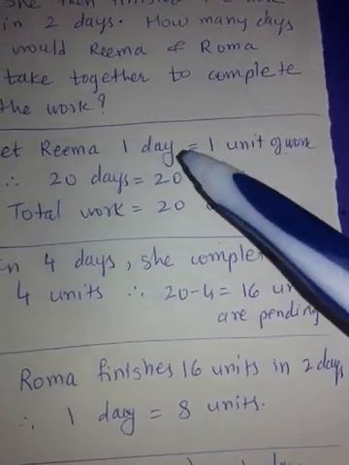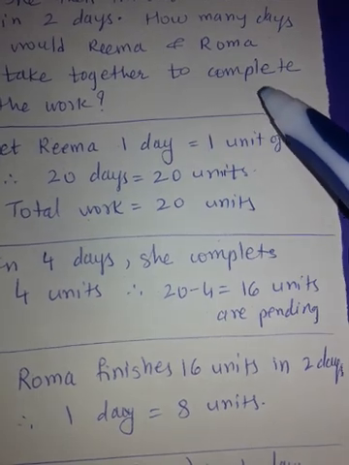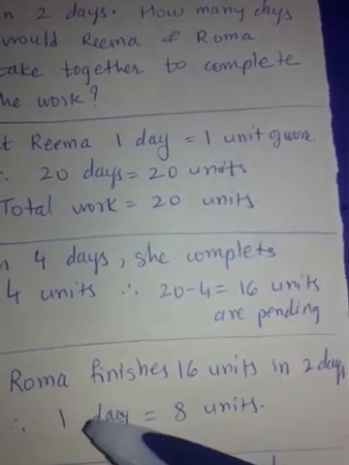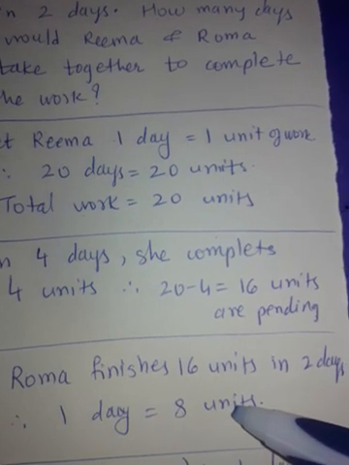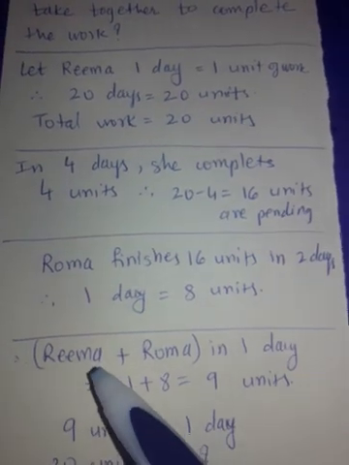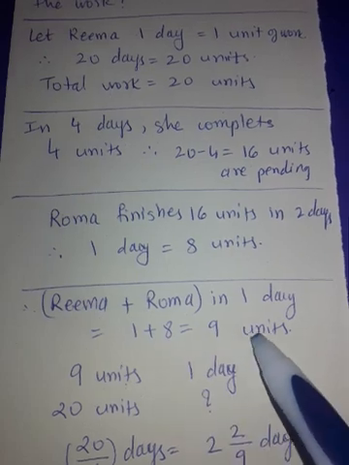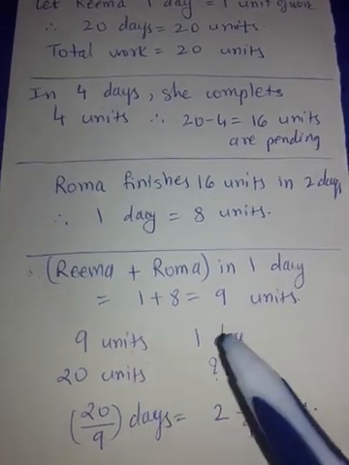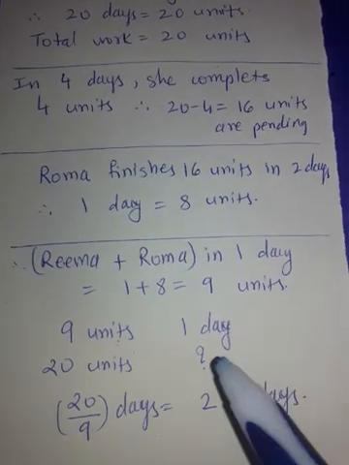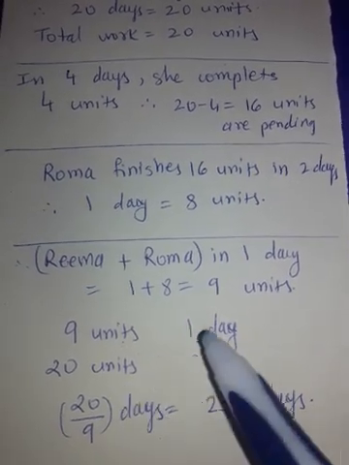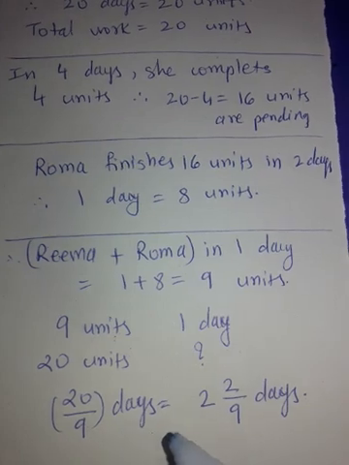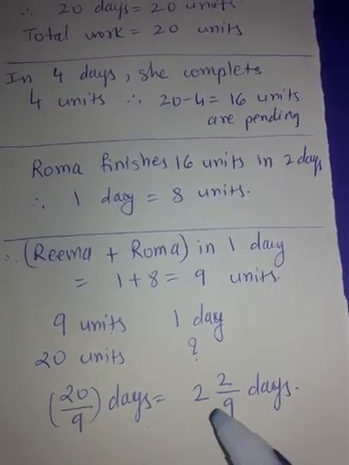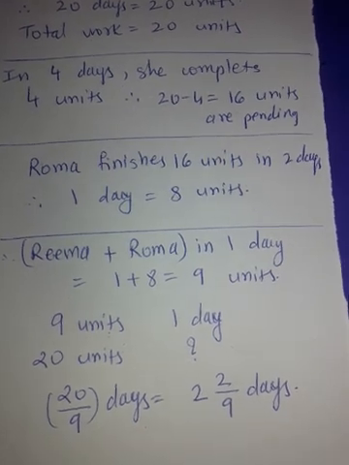So if they work together, what will happen? That is the question. What if they work together? Rima in 1 day finishes 1 unit. Roma in 1 day finishes 8 units. So if they work together in 1 day, they will finish 9 units. Total work is 20 units. So 9 units is finished in 1 day. 20 units in how many days? 20 into 1 divided by 9. So 20 upon 9 days, or if you need to convert it to a mixed number, 2 2/9 days.